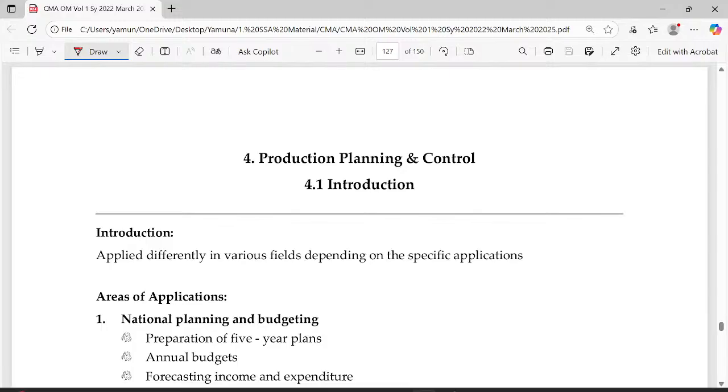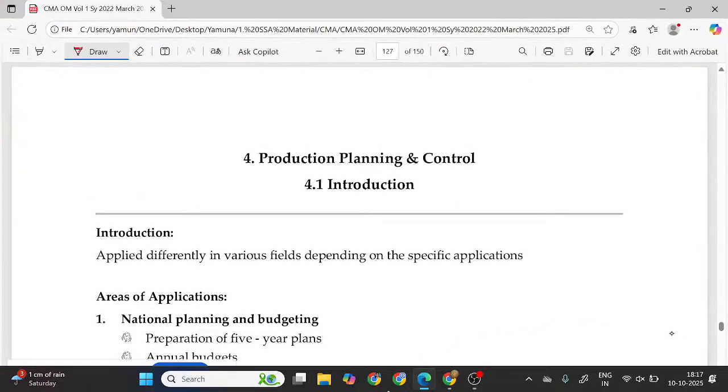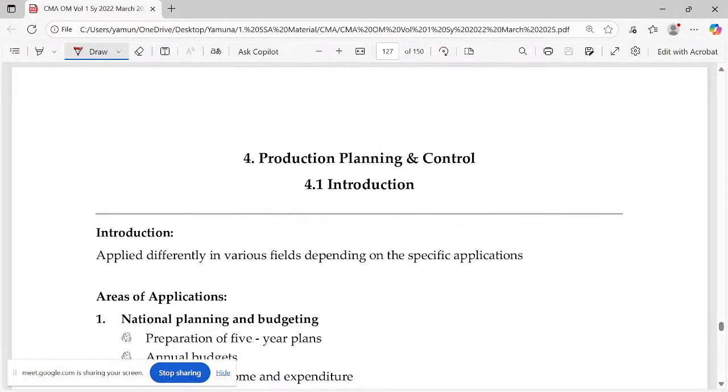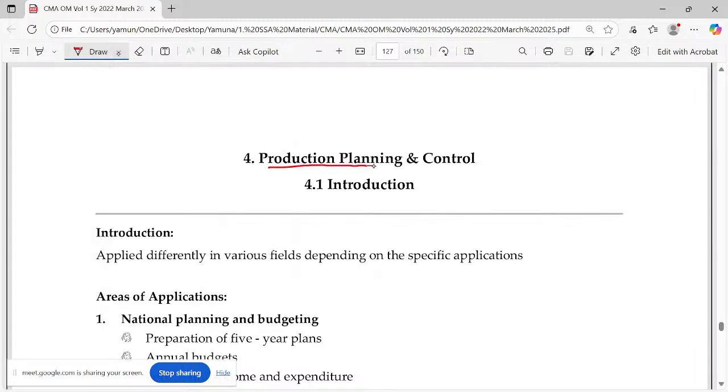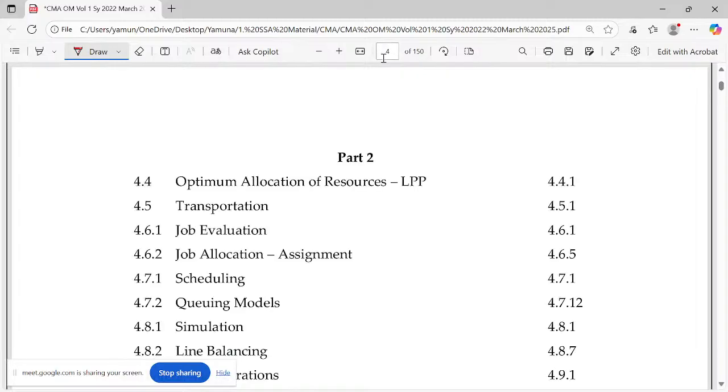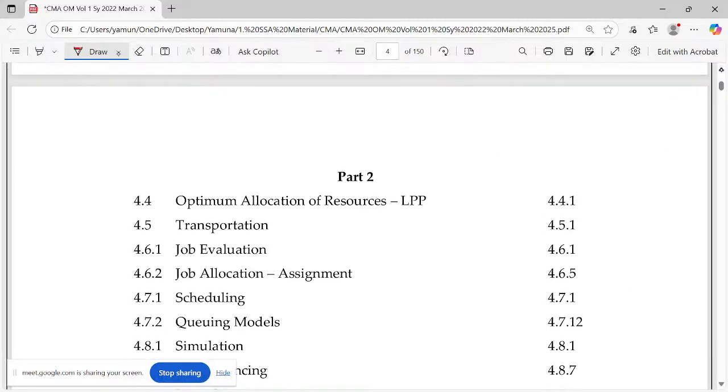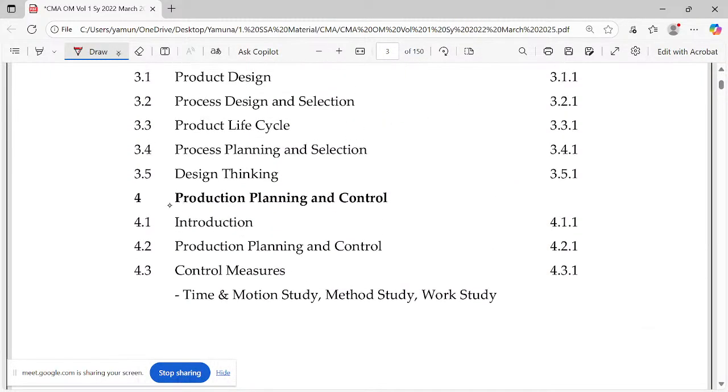Theory content in topic number 4, production planning and control. Content 4.1 to 4.3: 4.1 is the complete summary of the fourth unit. So the topic is production planning and control. Let me go to the content page and come back here. This is the content of the fourth unit, production planning and control.